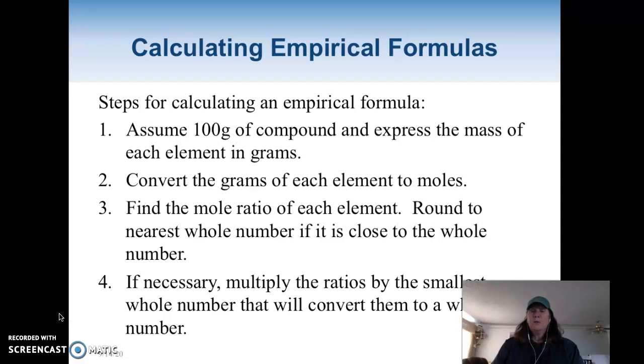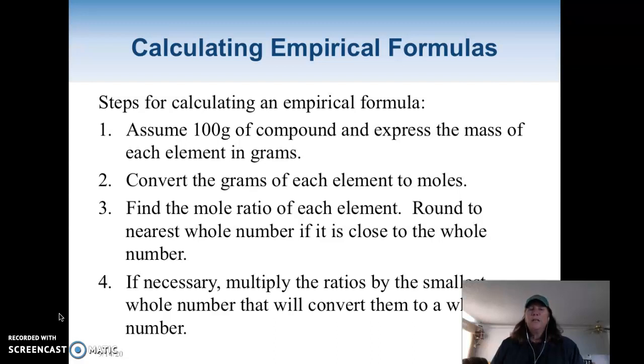Then the next thing you do is set up a mole ratio. If there are 3 elements, you're going to have 3 amounts of moles. You look at those numbers, and the smallest one you put on the bottom, and then you put each individual one on top. The reason you put the smallest one on the bottom is you don't want a number less than 1. Remember, when we write out formulas, they're whole numbers. So this is one way to ensure that we get a whole number.